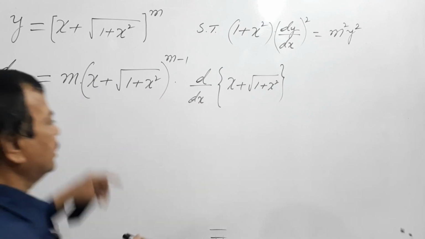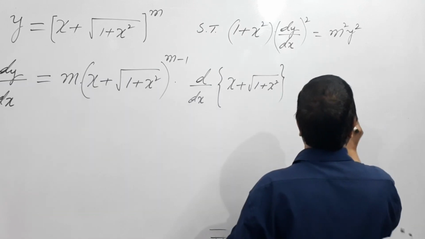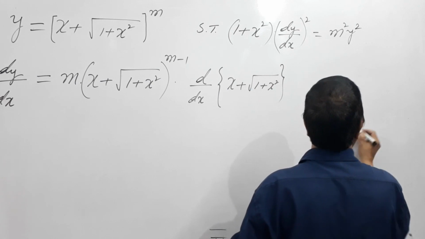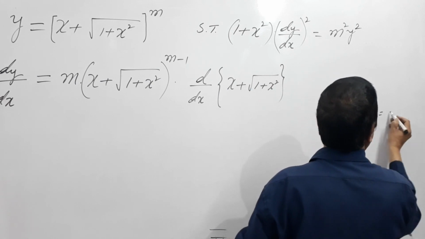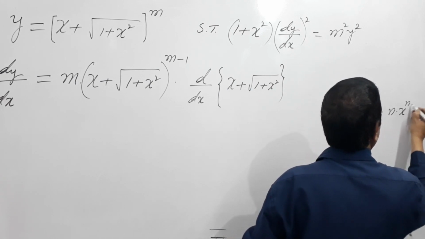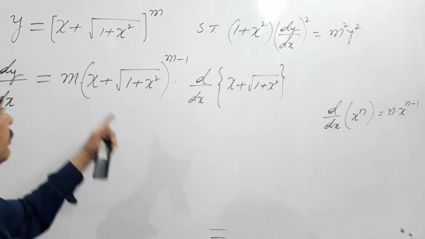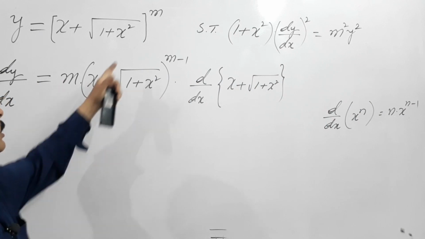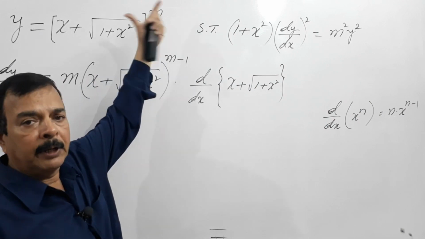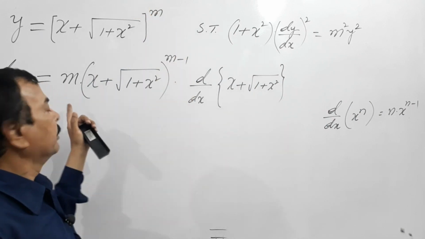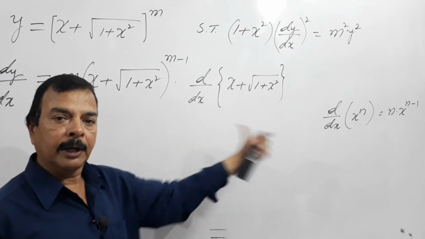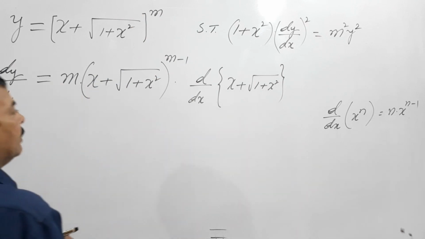So here this is what we have learned. d by dx of x to the power of n is what? n into x to the power of n minus 1. The same concept I am going to use here. So whether it is m or n or p, whatever it is, try to use that concept and proceed. So what happens here? We'll solve this.